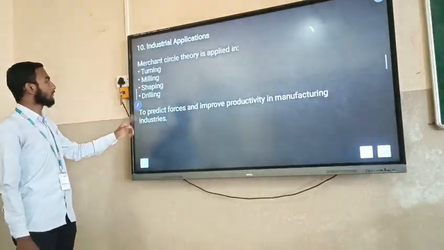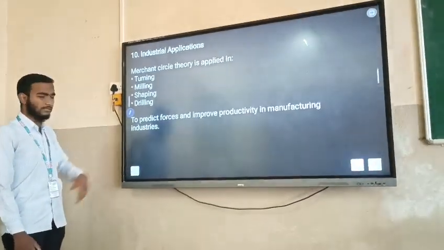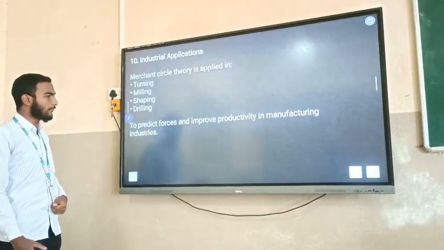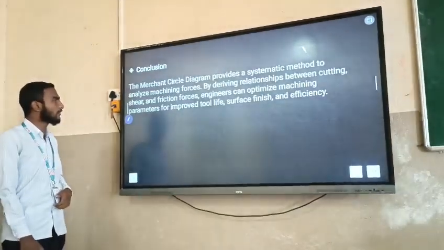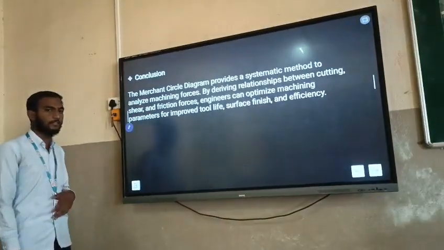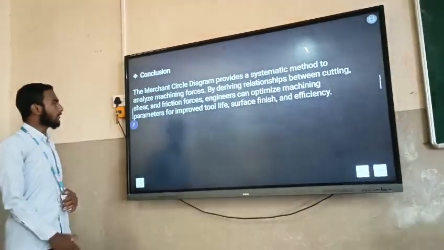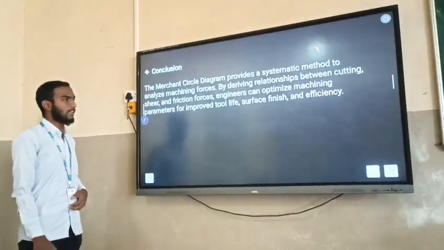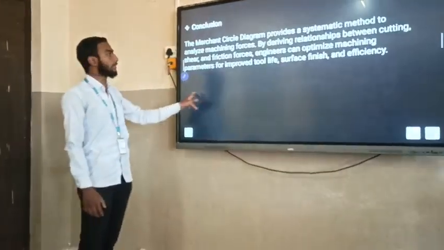The Merchant Circle Diagram is used in every industry for machining like turning, milling, shaping, drilling, or grooving, to predict forces and improve productivity in the manufacturing industry. The conclusion is that the Merchant Circle Diagram provides a systematic method to analyze the different forces acting on the tool and workpiece. By deriving the relationship between cutting, shear, and frictional forces, engineers can optimize the machining parameters for improved tool life, surface finish, and efficiency. Thank you.